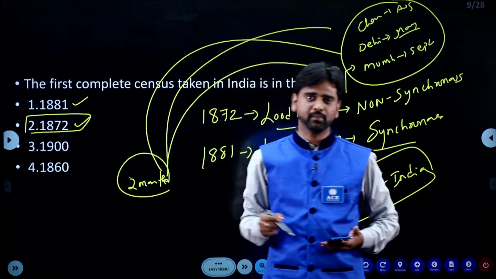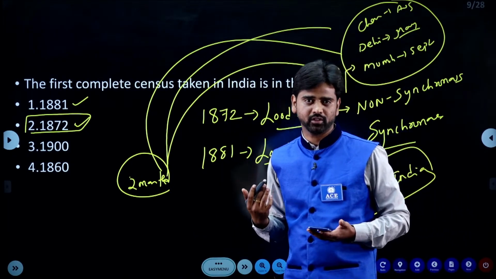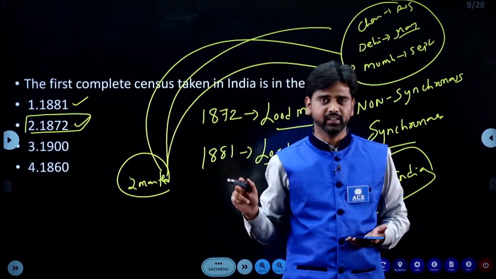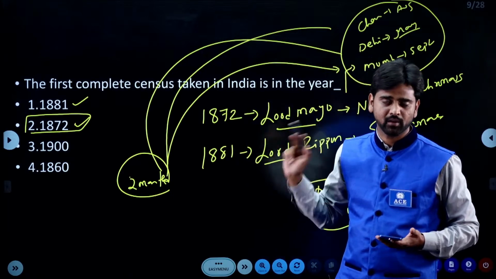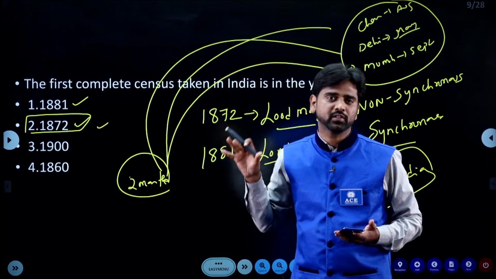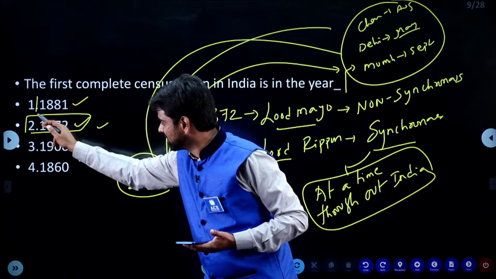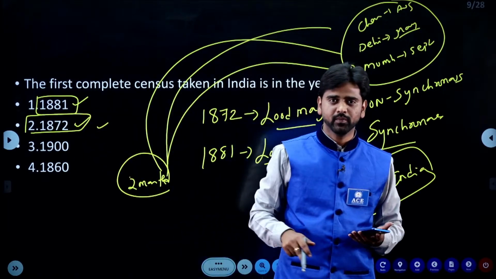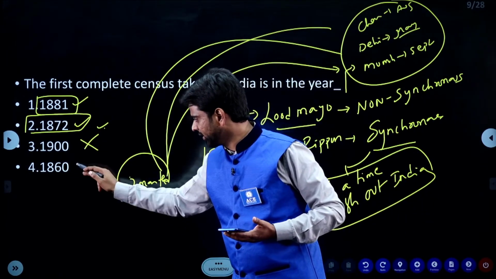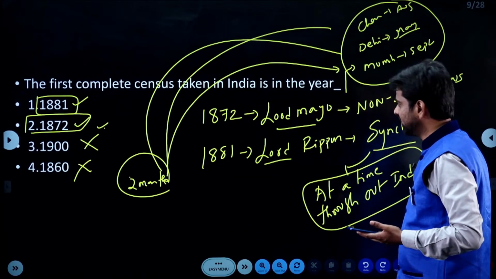But from the examination point of view, if he is asking in the future, how may he ask the question? Which is the first population census conducted in India? The first population census conducted in India is 1872, but only in a few parts of British India, not in all the regions. But the first complete census was conducted in 1881. This is Lord Mayo and this is Lord Ripon. Neither 1901, 1900, nor 1860. I think it's a very easy, direct question, guys. You people can easily understand.